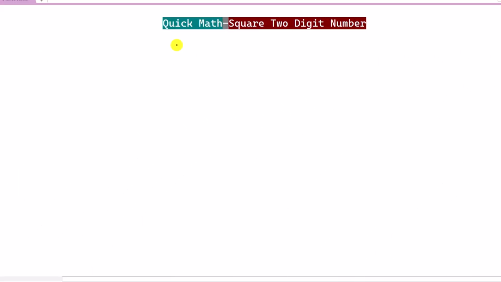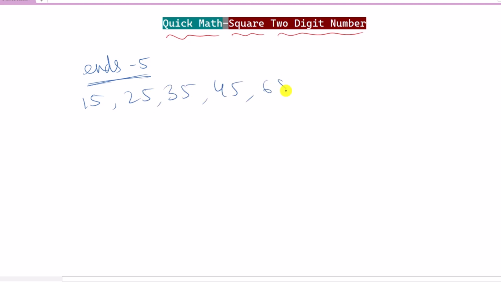So let's just talk about the quick math trick where we can easily find the square of any two-digit number. First of all, let's talk about the numbers which end with the number 5. For example, suppose we have the number 15, 25, 35, 45, 65 and so on. With this trick we can easily find the squares of numbers ending with 5.